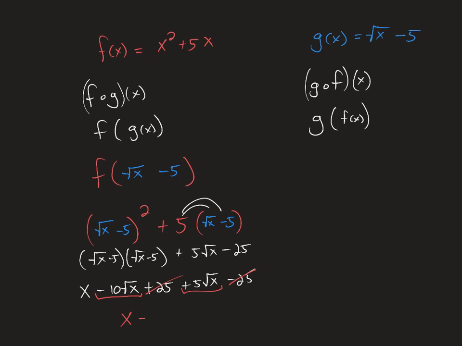So this is x minus 5 times the square root of x. This doesn't work. We know, based on this solution, it doesn't equal x. f and g are not inverses of one another, and I'll prove it to you by doing the second one.